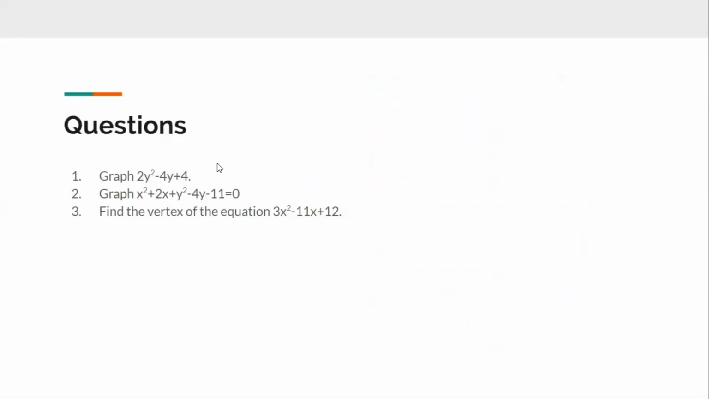Okay. Graph 2y squared minus 4y plus 4. Graph x squared plus 2x plus y squared minus 4y minus 11 is equal to 0. And find the vertex of the equation 3x squared minus 11x plus 12. I'll give you guys 3 minutes to work on them.